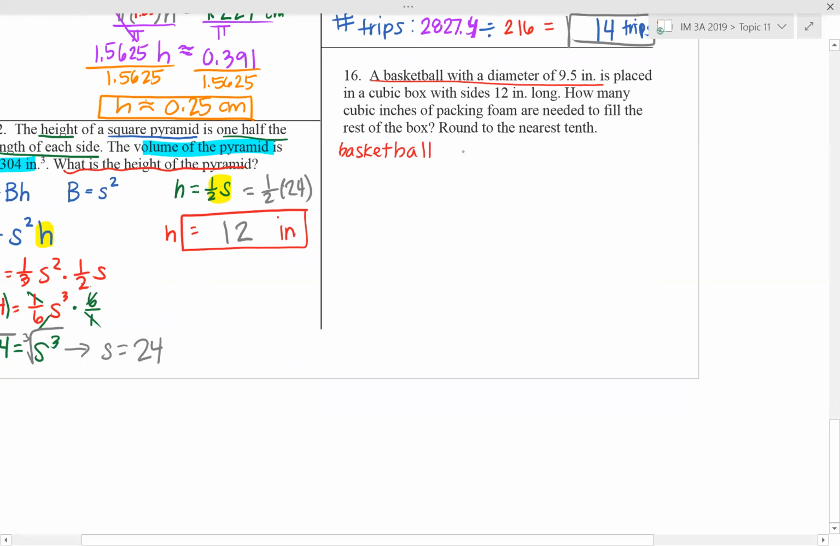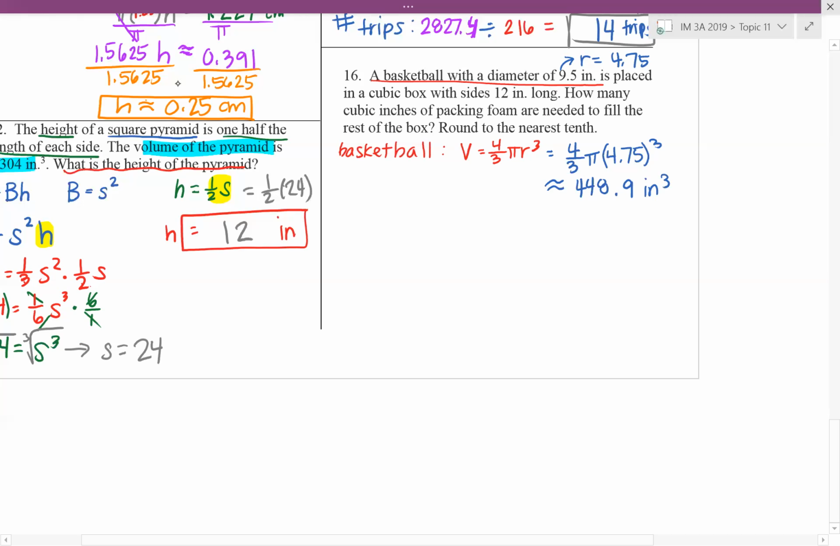we can use a sphere to model that, which is 4/3 pi r cubed. So since they give us diameter, this means that the radius is half of 9.5. So the radius is 4.75. So the volume is going to be 4/3 times pi times 4.75 to the third power. And so that means that we can estimate the volume of the basketball as 448.9 cubic inches.